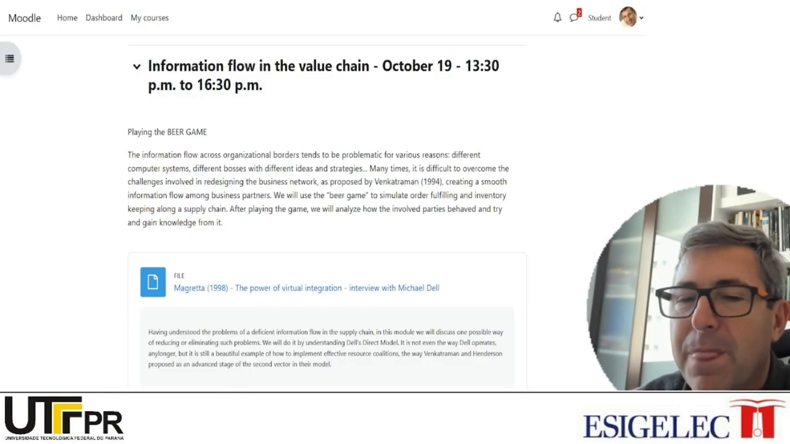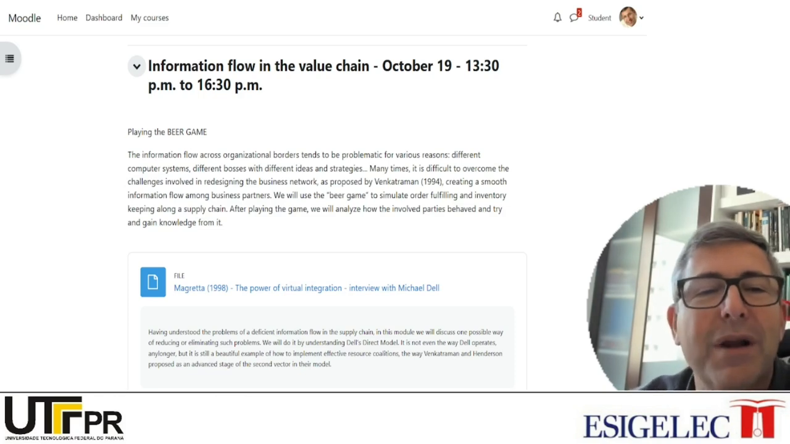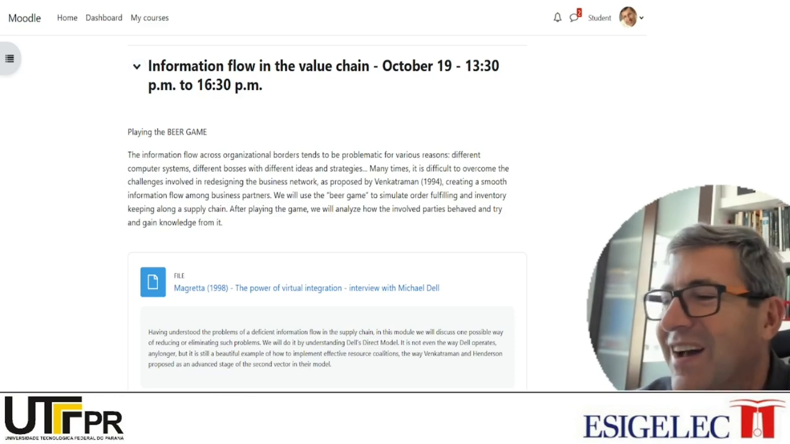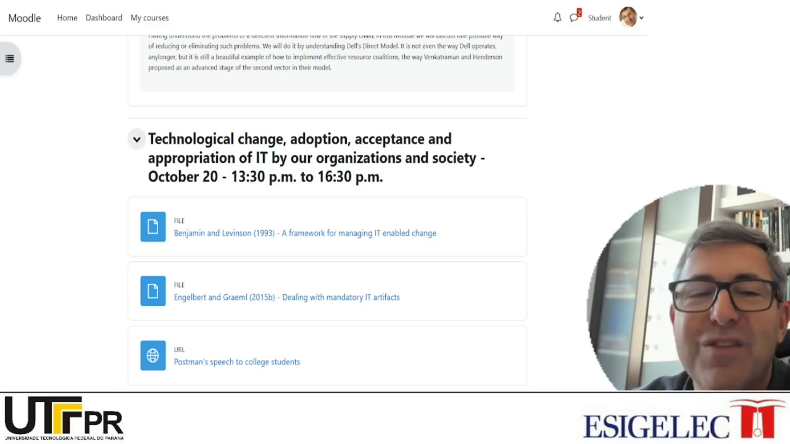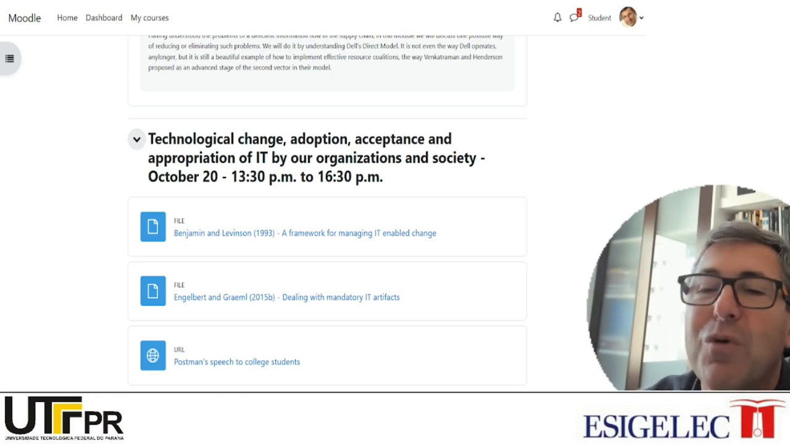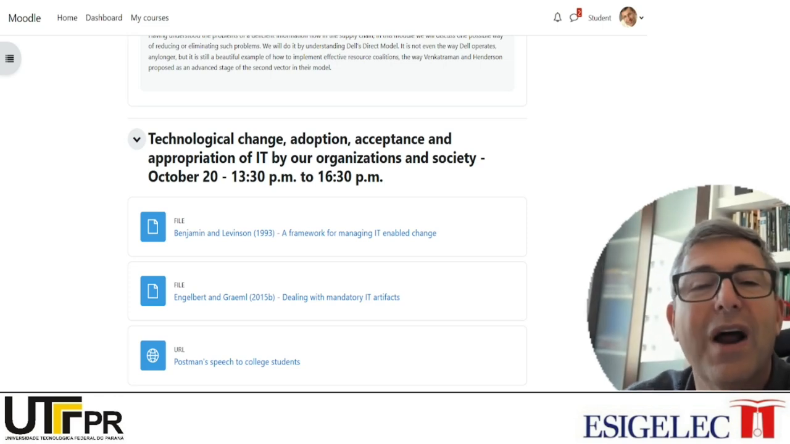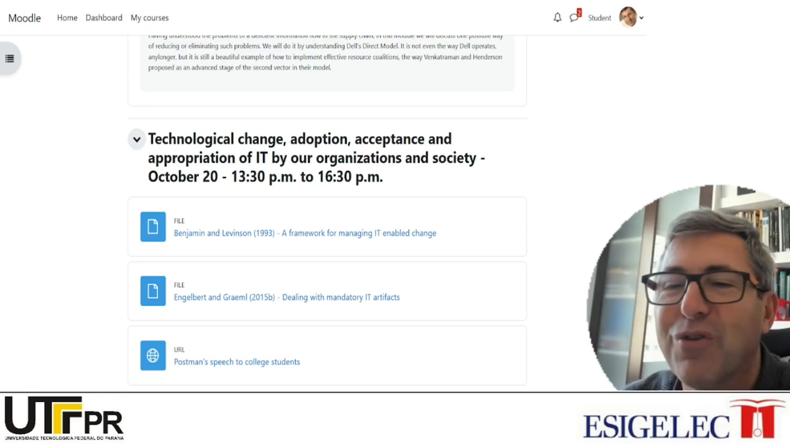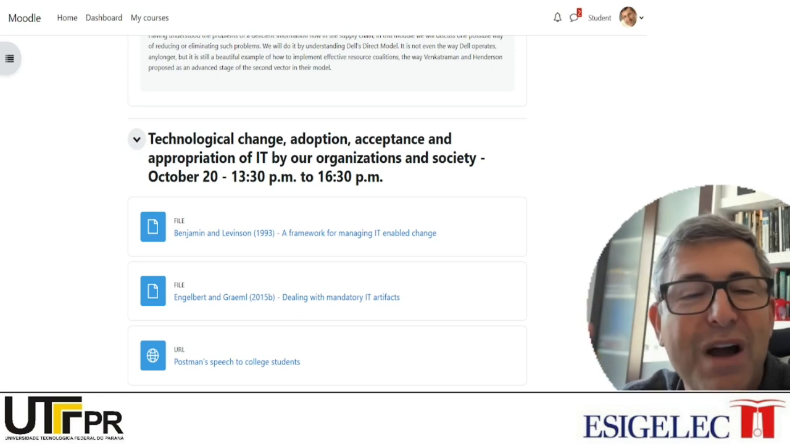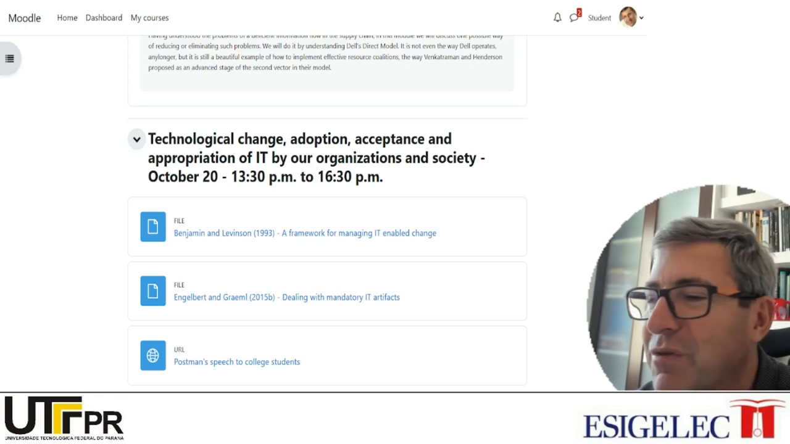And then we're talking about information flow in the value chain, we're talking a little bit about asset configuration again, and then we will also talk about change adoption. I know what's missing here. It's missing the third vector. We have here a class about technological change, adoption, and acceptance, which means how do we make sure that people get out of their comfort zone, or how do we show people that what they think to be a comfort zone is not a comfort zone, and they need to look for the comfort zone somewhere else. But before this, we need to have a class on the third vector, the vector on knowledge management, which is not showing here for whatever reason.